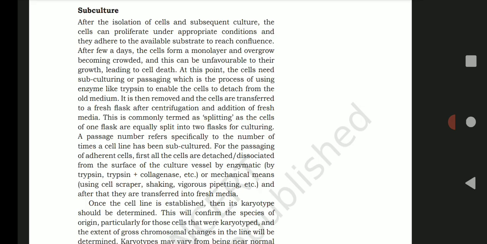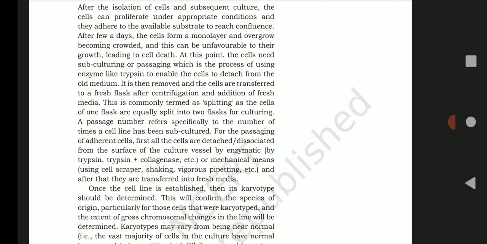The passage number refers to the number of times the cell line has been subcultured. So passage time is a very important question. Passage time means how many times we take up the subculture and transfer to fresh medium, that is called passage. Normally, in order to detach the cells from the culture vessel, we make use of a trypsin and collagenase combination, or mechanical methods using a scraper, shaking, or vigorous pipetting, which can be involved in the disaggregation of the individual cells in the fresh medium.